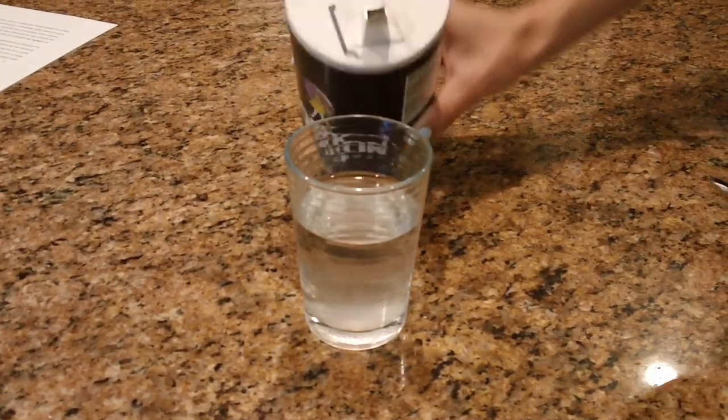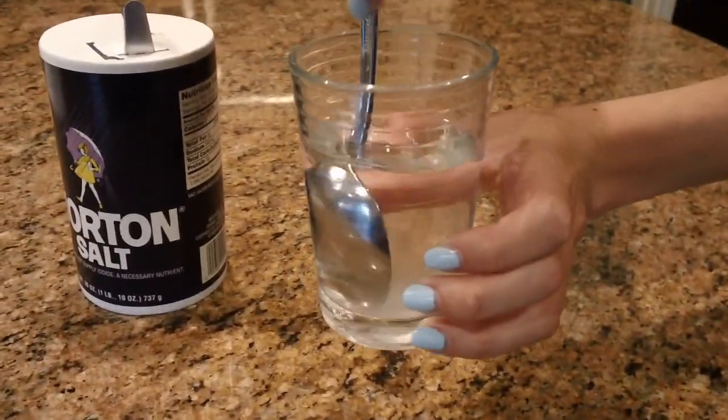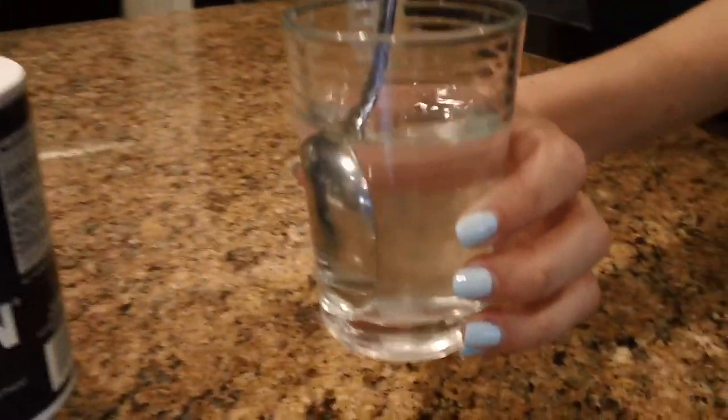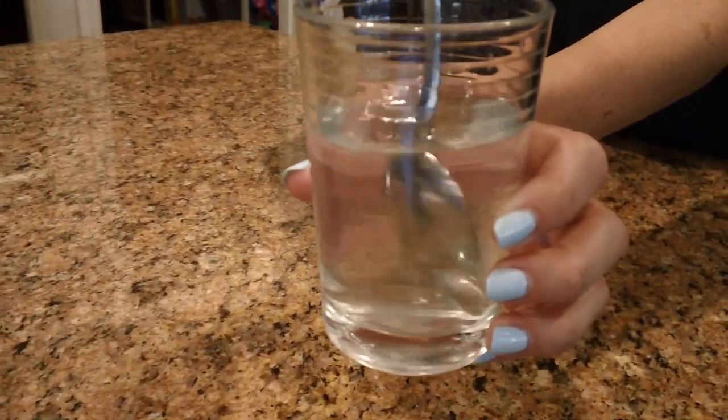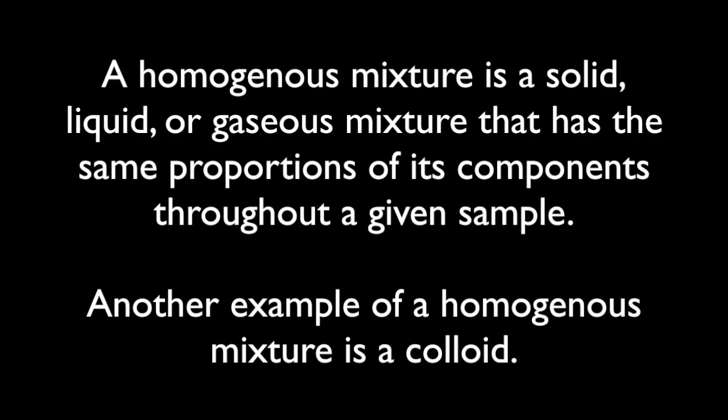As you can see, the salt is being dissolved in the solvent. Therefore, it is also an example of a homogeneous mixture because it all appears to be the same. A homogeneous mixture is a solid, liquid, or gaseous mixture that has the same proportions of its components throughout a given sample. Another example of a homogeneous mixture is a colloid.